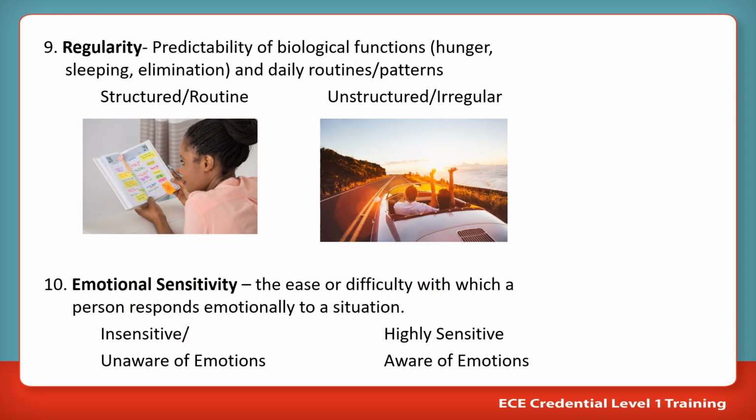Number 9 and 10 is shown on this slide. Regularity, which is the predictability of biological functions such as hunger, sleeping, and elimination, and daily routines and patterns. So some people, like this person pictured on the bottom here, has a calendar showing a lot of structure and routine, and they thrive in routine, versus others may be more happy-go-lucky, maybe unstructured, irregular, and they don't really need a routine.